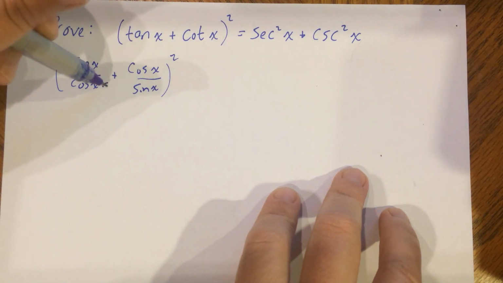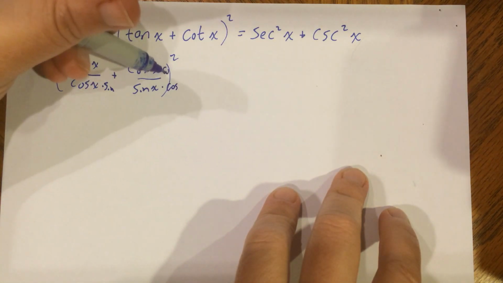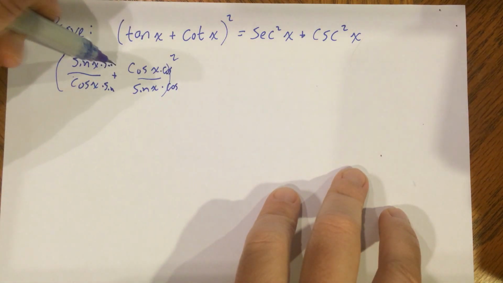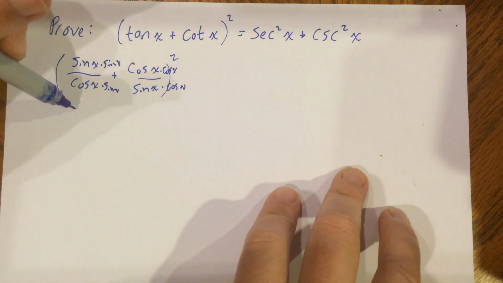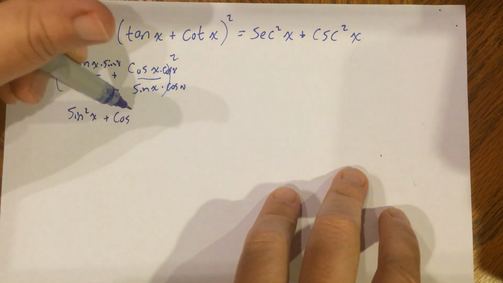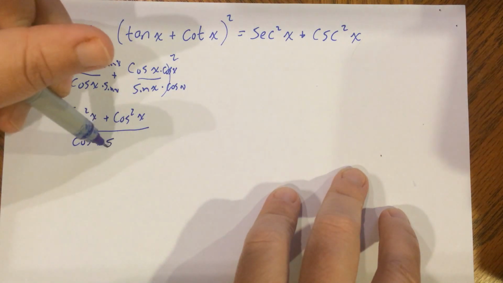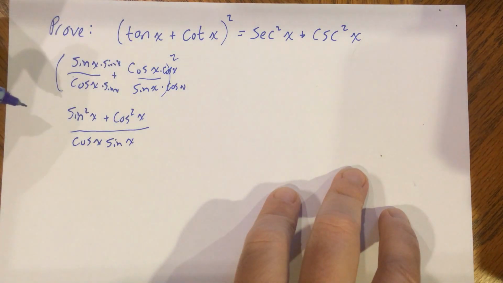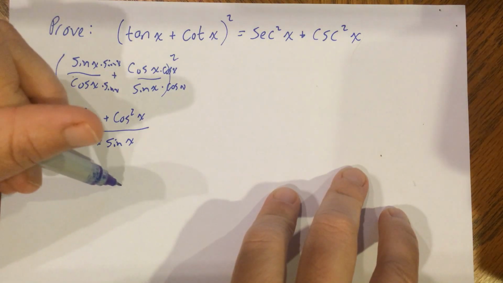So I'm going to multiply this by sine and this by cos of x all the way through. So I'm going to get sine squared x plus cos squared x all over cos x sine x. And again, hopefully this is the identity I remember. That equals 1.